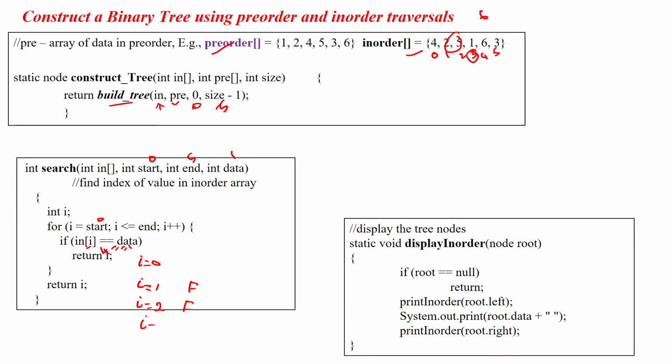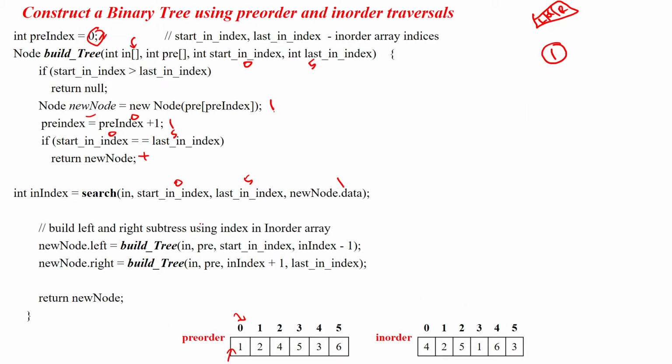Then iteration number 3: inorder of 3 is 1 and data is also 1, so both are matching, which is true. So index 3 is returned, and this index value is now passed on for finding the left subtree and right subtree.